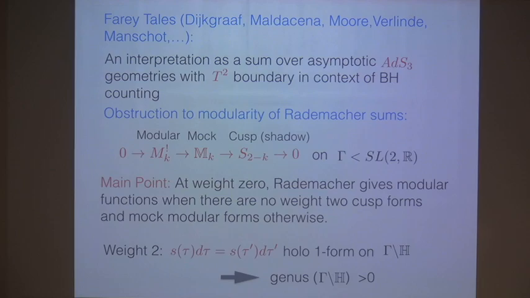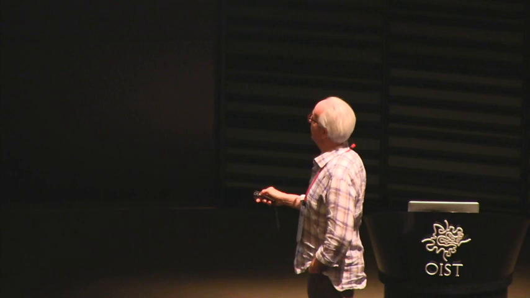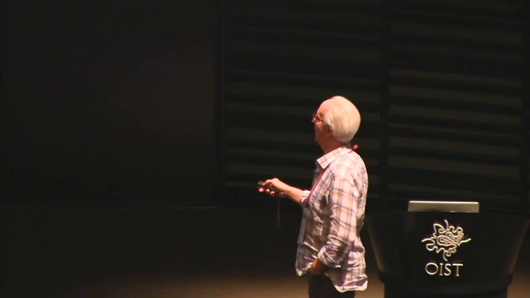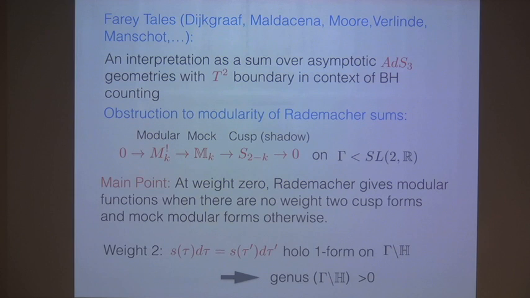The role of weight 2 is that if you have a weight 2 cusp form, then S of tau d tau is a holomorphic 1-form on the quotient, and you can only have holomorphic 1-forms on a Riemann surface that has genus greater than 0. So genus zero means no weight two cusp forms. No weight two cusp forms means Rademacher gives you something modular. So if you replace genus zero by saying this thing should have an expression as a Rademacher sum, that implies genus zero and is a different way of casting it.